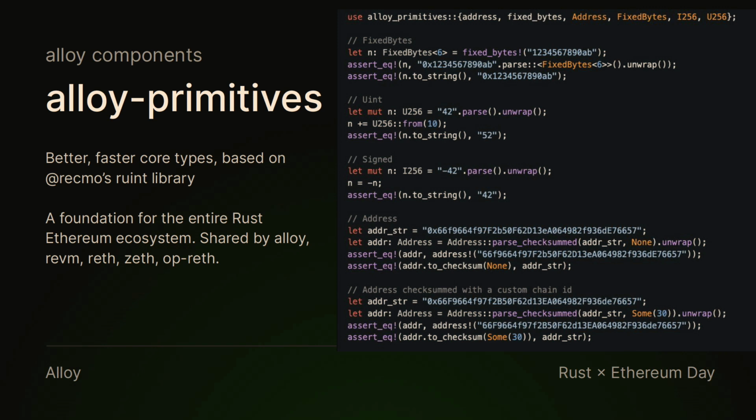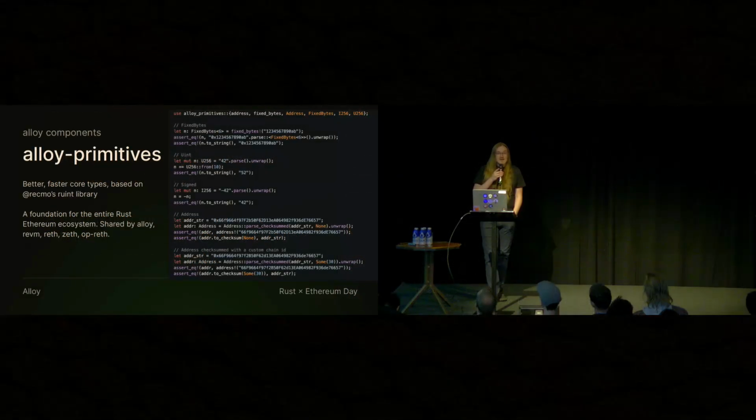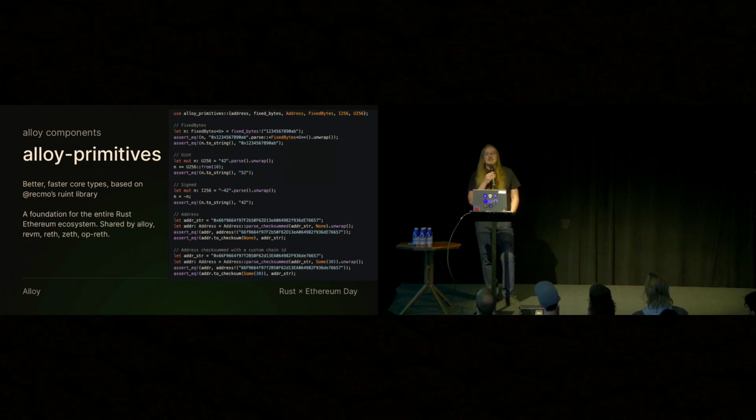So we decided to start with the primitive types. This means addresses, uints, signed ints, fixed byte arrays, and dynamic byte arrays. We based it on Remco's work Ruint, which I think he's going to be talking about in a little bit. So you're kind of going down through the stack here. Start with Reth, work down through Alloy, and then into Ruint that everything's based on. Alloy primitives is substantially complete. We have a lot of support for different features. And it is being used in Revm, Reth, and other places.